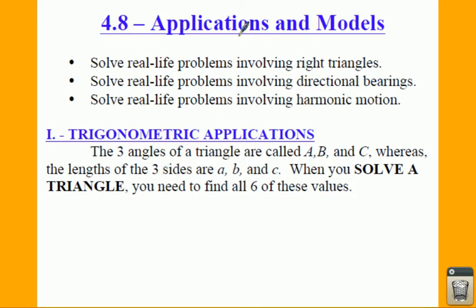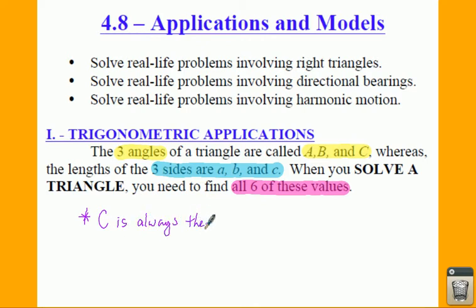Anytime you solve a triangle, you need to find all three sides and all three angles. Whenever we're talking about angles, your angles are denoted with capital A's, B's, and C's. And whenever we're talking about the sides, those are little a's, b's, and c's. Now going along with this, big C is always the 90-degree angle.